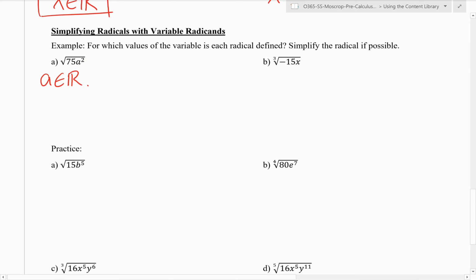Now, how do we simplify the radical here? We are looking at 75. We can turn that into 25 times 3, and then times a squared. Square root of 25 is 5. Then the square root of a squared.